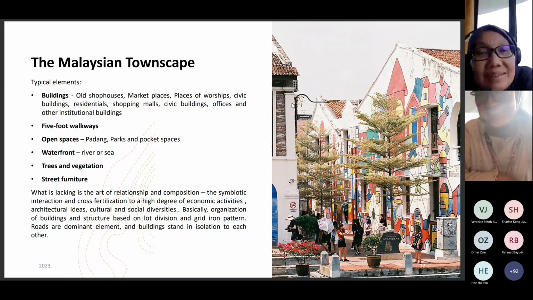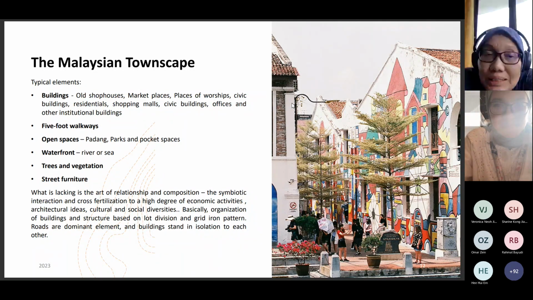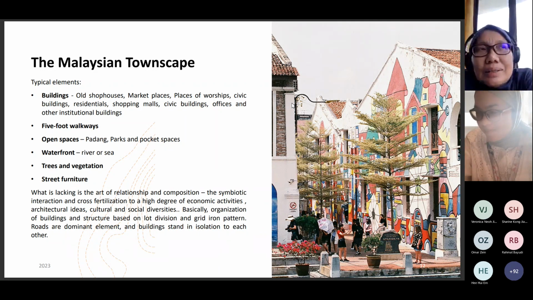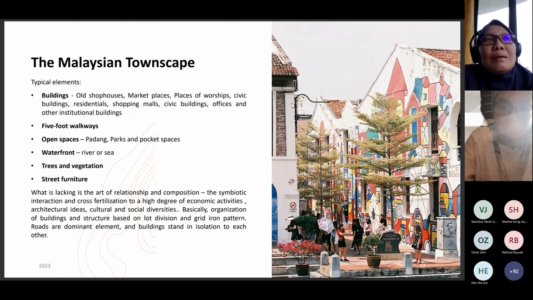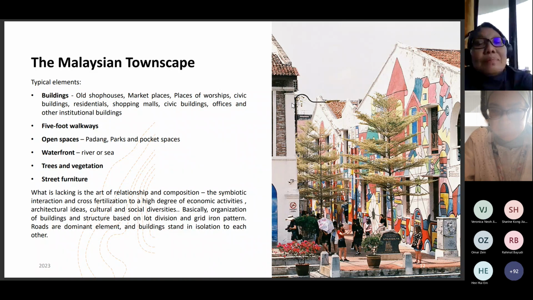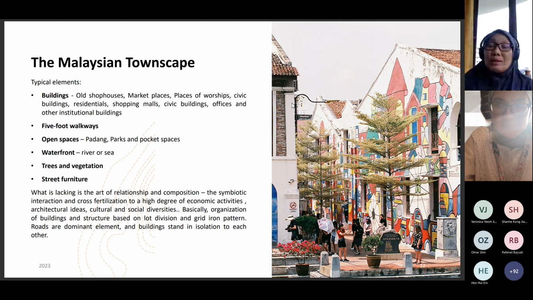You have buildings like the old shop houses, marketplaces, and so forth. Then you have the 5-foot walkways, which is one character of our cities and our townscape, which is quite unique. It's responding to the climate. It is also associated with part of our history during the colonial period, when they introduced rules to prevent fire in the towns, with a certain distance for fire breaks, and then these 5-foot walkways as a means for pedestrian access within the city.